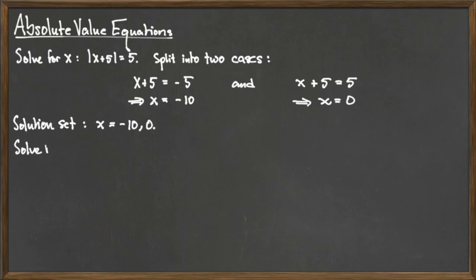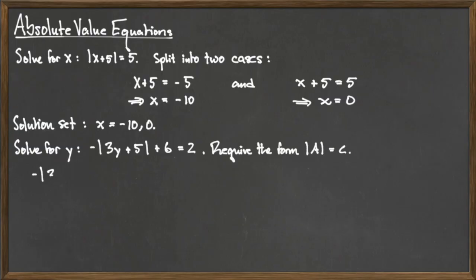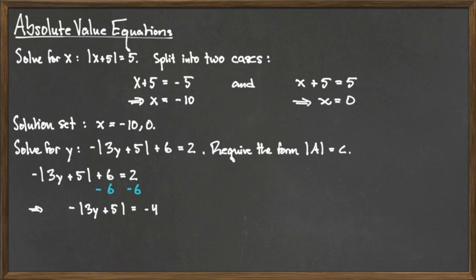For our next equation, we'll solve negative absolute value of 3y plus 5, plus 6, equals 2. This is going to require some changing because I need to have an equation of the form absolute value of stuff equals a number to use our strategy. So what we're going to do is take the equation as it is and try to solve for our absolute value term. I'll first start by subtracting a 6 from both sides. And this is going to give me negative absolute value of 3y plus 5 is equal to -4.